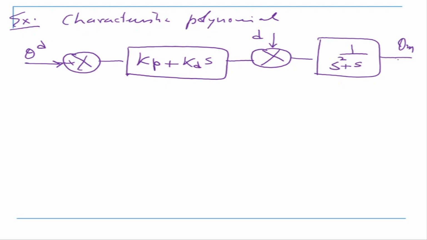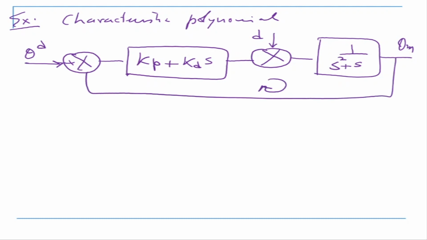And this is theta m. This is going back like that. So this is my system. This is a two input system. This is one, and there's the other one. And this is my robot link or the motor. Now in this case, the closed loop characteristic polynomial is given by P(s) equal to, you can find it out, you know how to do that, s squared plus (1 plus Kd) s plus Kp.